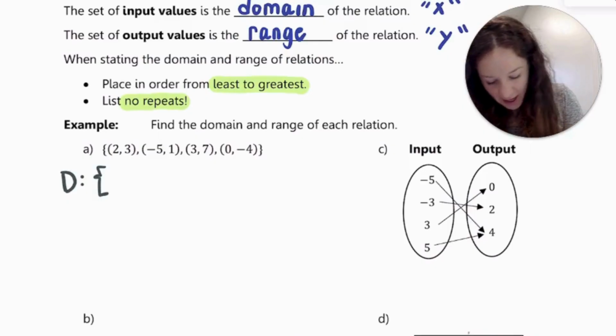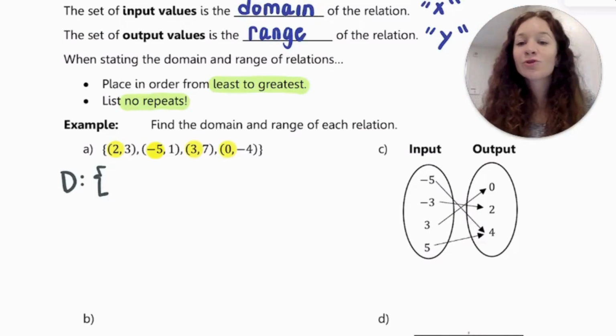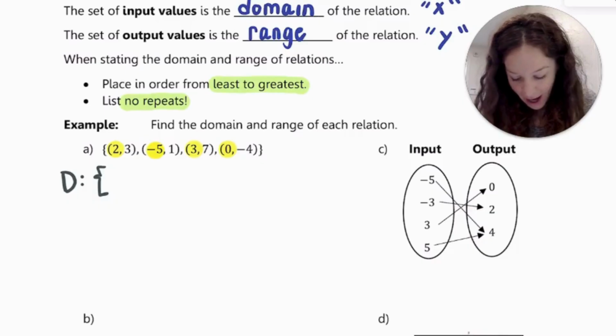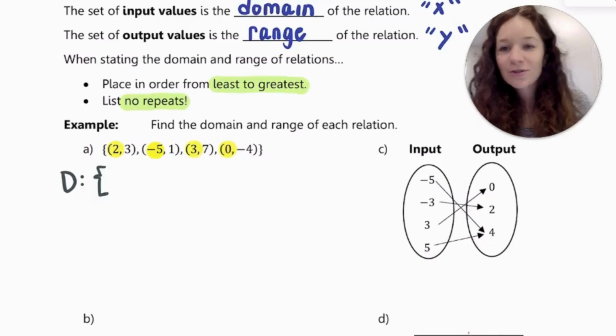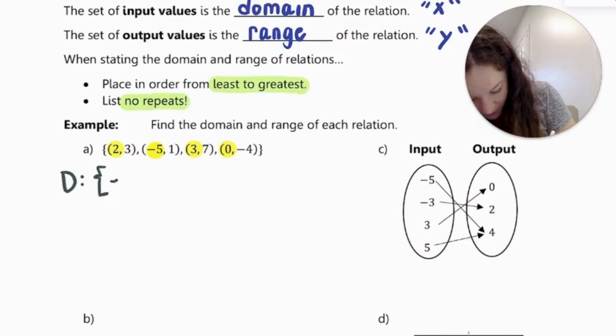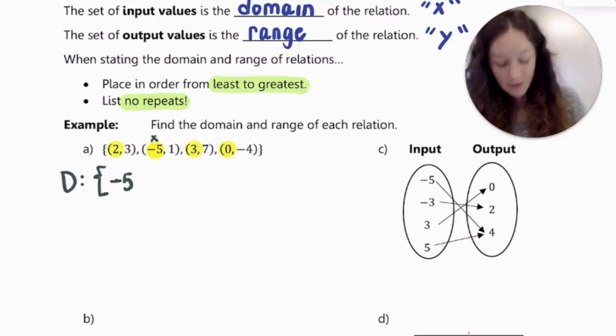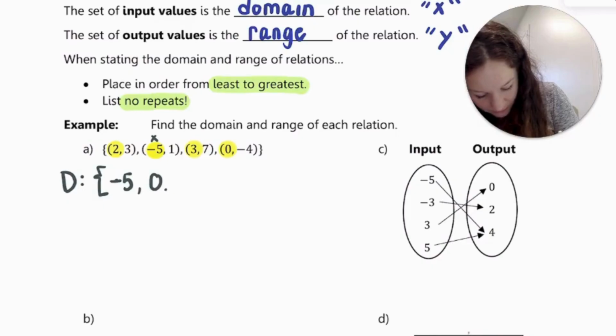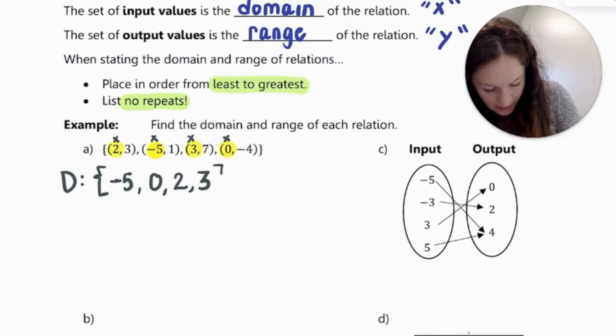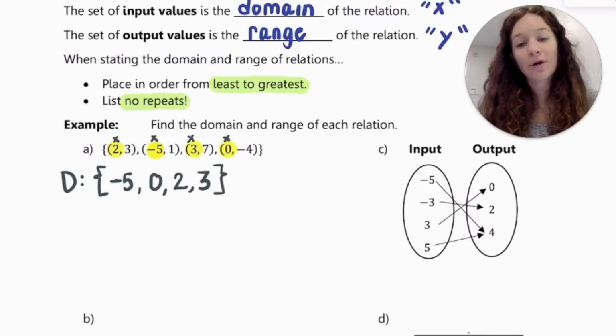Our domain is the set of inputs, our x values. So in yellow, I'm going to put all of our inputs, okay? So we have 2, -5, 3, and 0. So I'm going to list them in order from least to greatest. So -5 will go first. As always, you know me, I like to cross things off, so I make sure I count for everything and leave nothing out. Then we will have 0, 2, and 3. None of those are repeats, so we don't have to worry about that, and we put them in order from least to greatest.